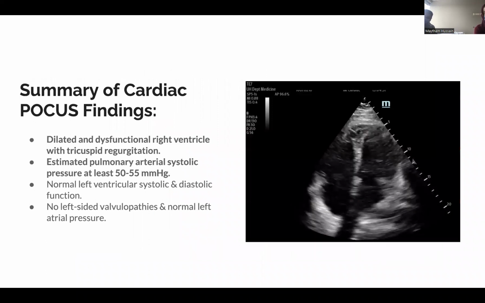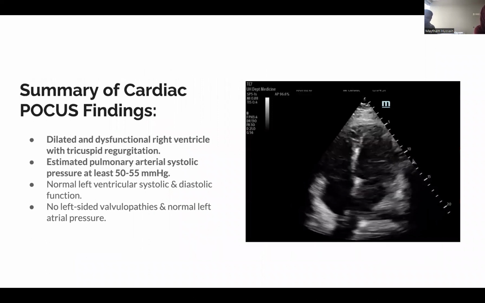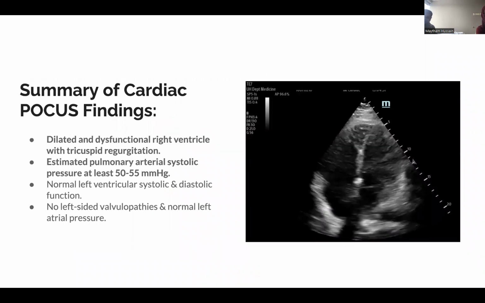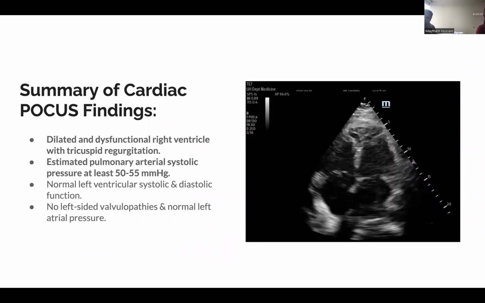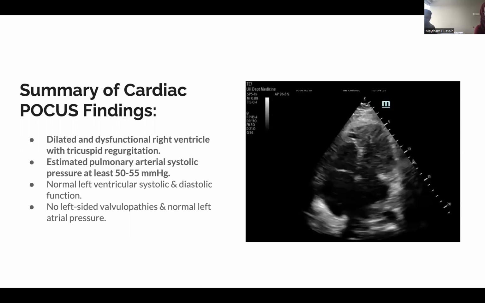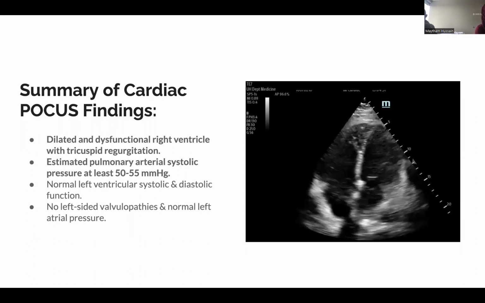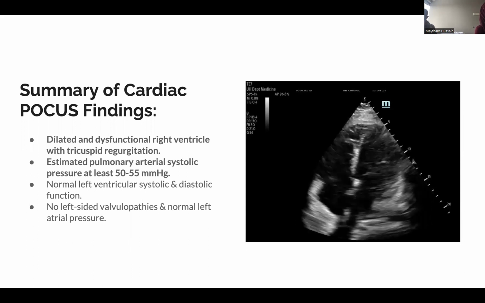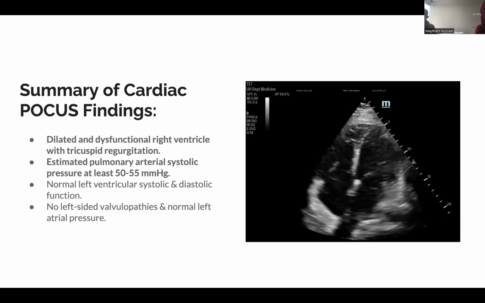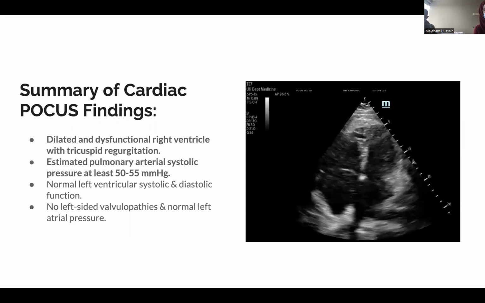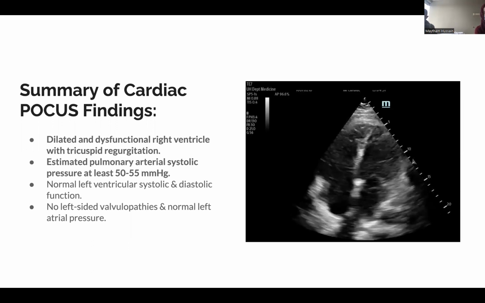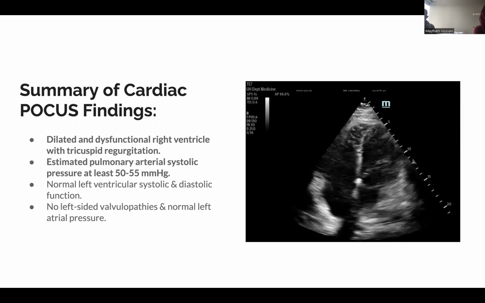In terms of his cardiac POCUS findings, we did actually note that he had a dilated and dysfunctional right ventricle with tricuspid regurgitation and an estimated pulmonary arterial systolic pressure of at least 50 to 55 millimeters of mercury, and this was not noted previously on his chart. He also had a normal left ventricular systolic and diastolic function and no left-sided valvulopathies, as well as a normal left atrial pressure.